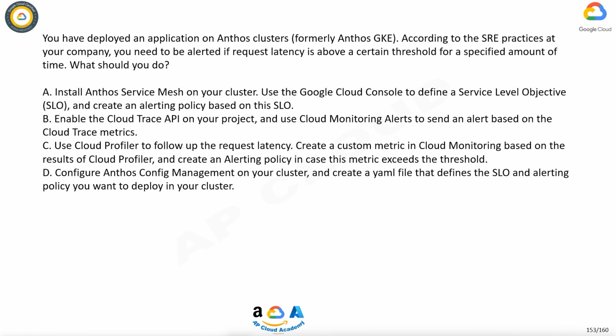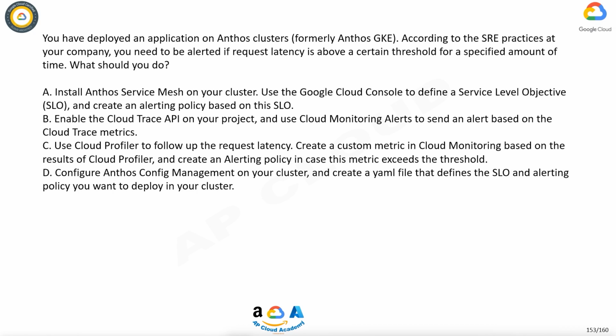Install Anthos Service Mesh on your cluster. Use the Google Cloud Console to define a Service Level Objective (SLO) and create an alerting policy based on this SLO. B. Enable the Cloud Trace API on your project, and use Cloud Monitoring Alerts to send an alert based on the Cloud Trace metrics.